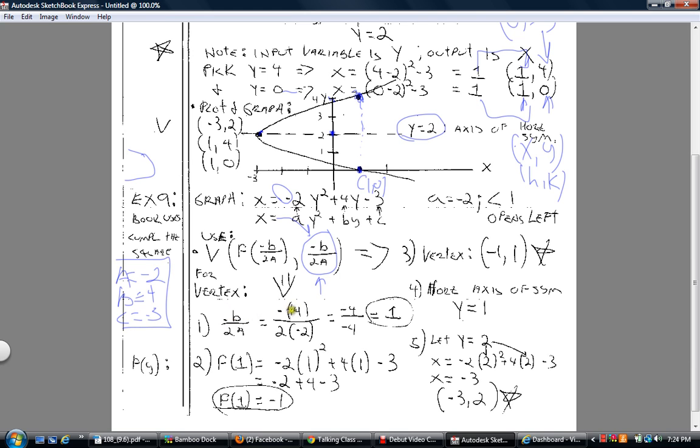Okay, now go ahead and figure out your horizontal line of symmetry. See how I said that? Okay, negative parentheses 4 over 2 times negative 2, which is negative 4. You get 1. Okay, where is this? The line of symmetry is Y equals 1. Okay, keep that in mind right here.